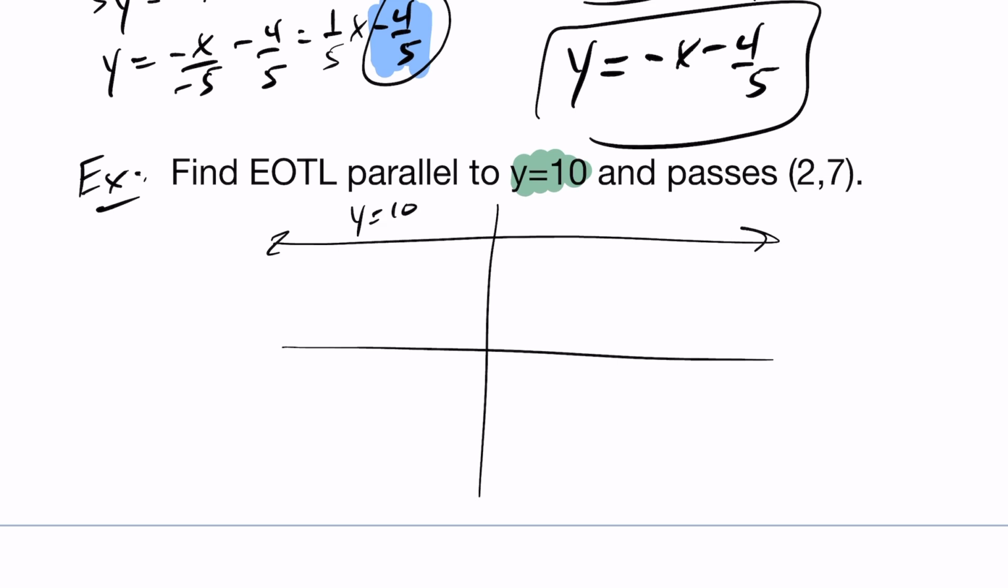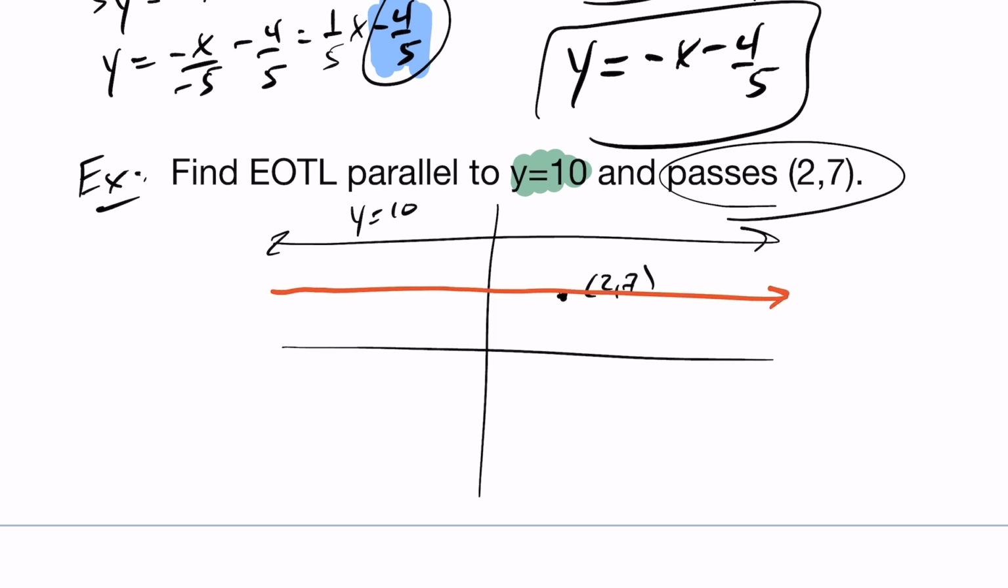And I want to create a line that passes through the point 2,7. Well, the point 2,7 is maybe right about here, let's say. And I want to create a line parallel. Since the line is parallel, it's also going to be a horizontal line. So since it's going to be a horizontal line, it will also be y equals to what? You grab your y coordinate, right? Because that's the constant term, y equals 7.